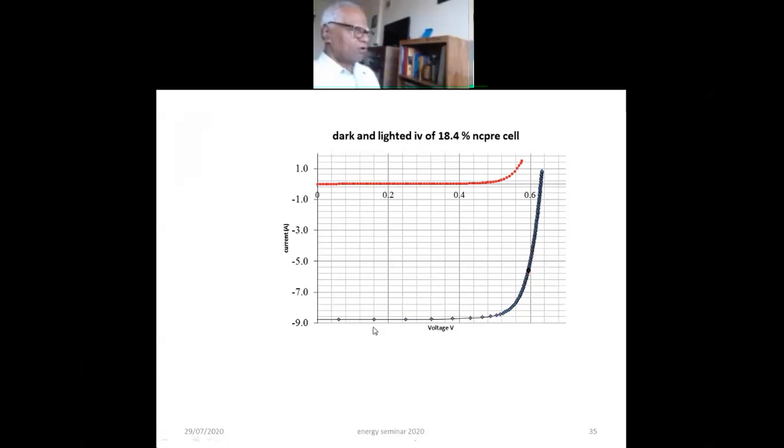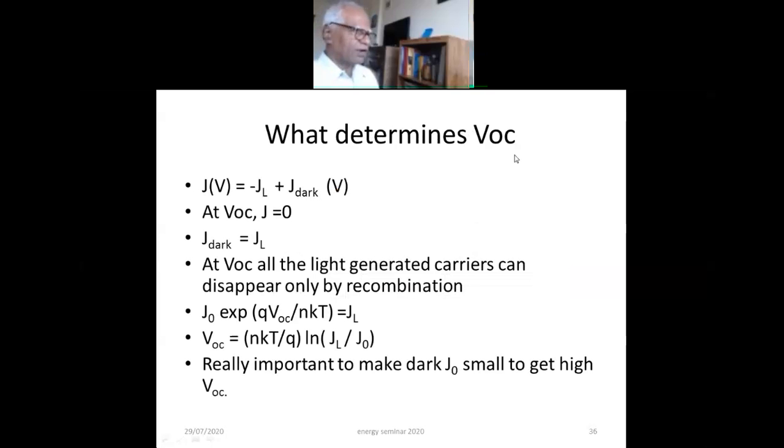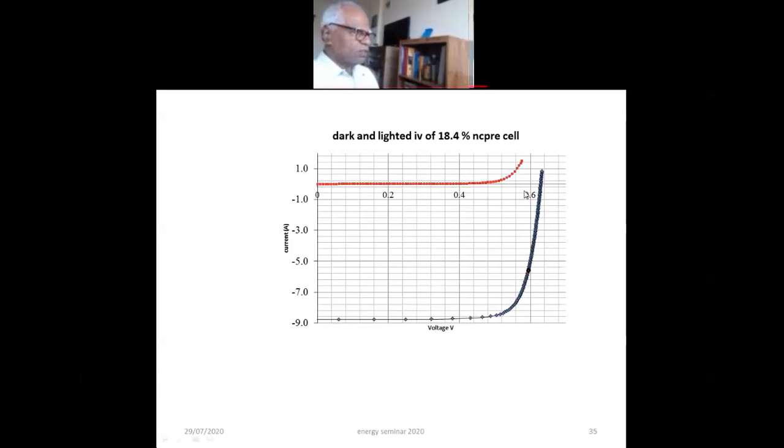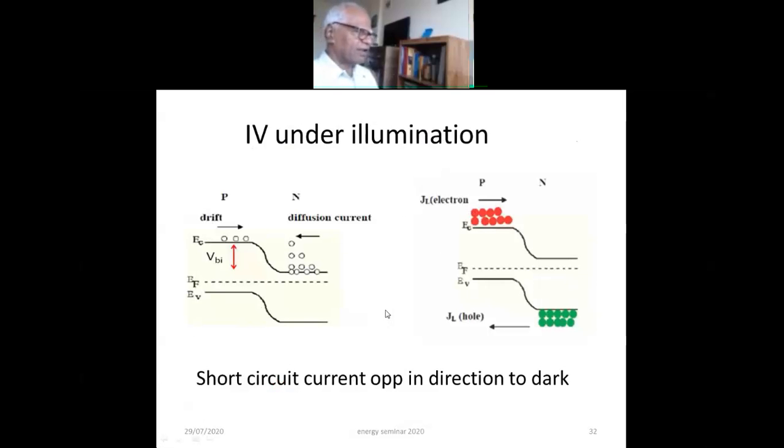Okay, so I just showed you a cell with a dark IV and a lighted IV. Dark IV is the first quadrant, lighted IV is in the fourth quadrant. Now, I want to spend the next few minutes asking what determines VOC. When I shine light, irrespective of voltage, this current will always get generated, the short circuit light current.